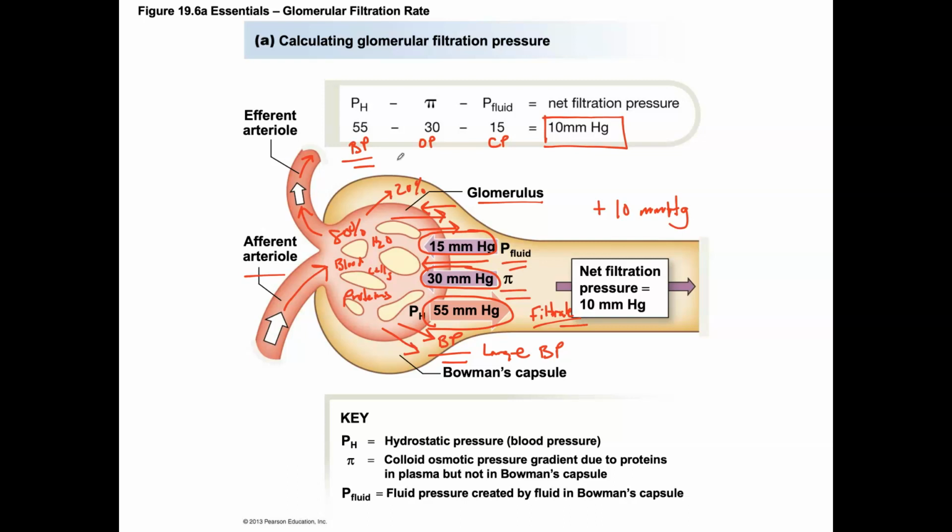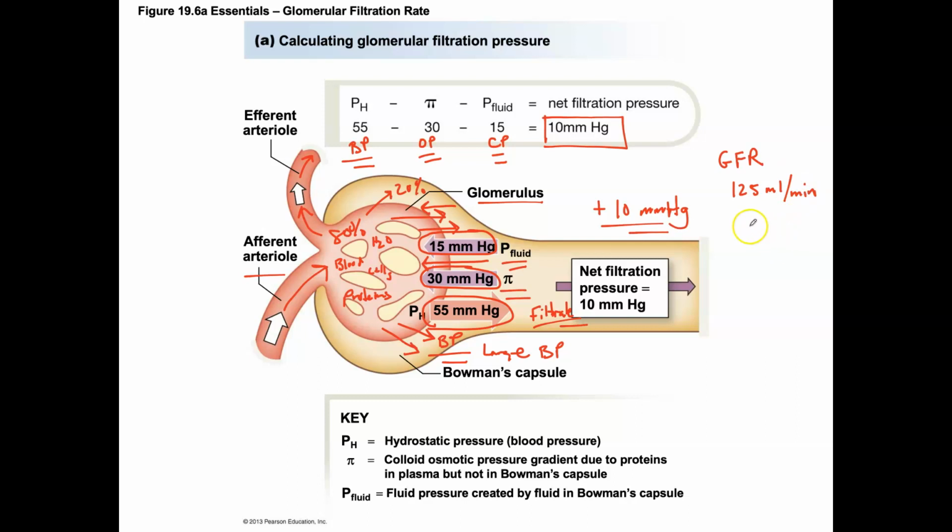So what do we call this filtration? This is how we generate the filtrate. We have enough blood pressure to overcome osmotic pressure and capsular pressure. What we call this is essentially the glomerular filtration rate. That plus 10 millimeters of mercury is going to result in the production of filtrate. Glomerular filtration rate represents the volume of fluid entering Bowman's capsule per unit of time, and that's typically about 125 milliliters per minute, which is a very high filtration rate.